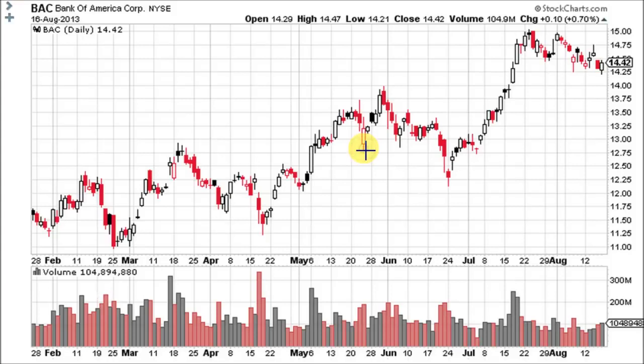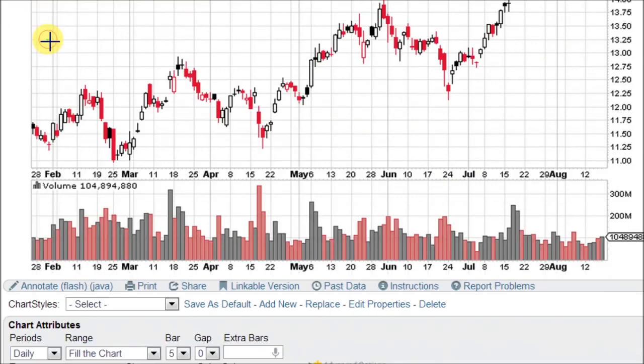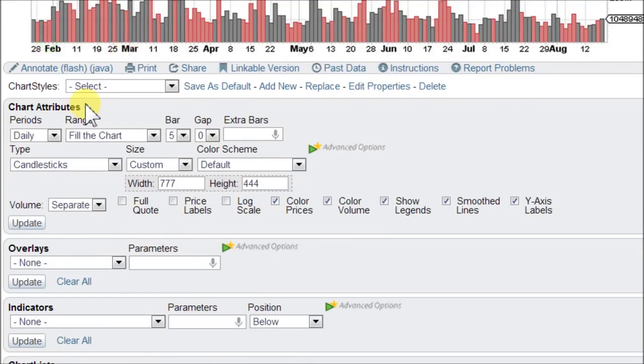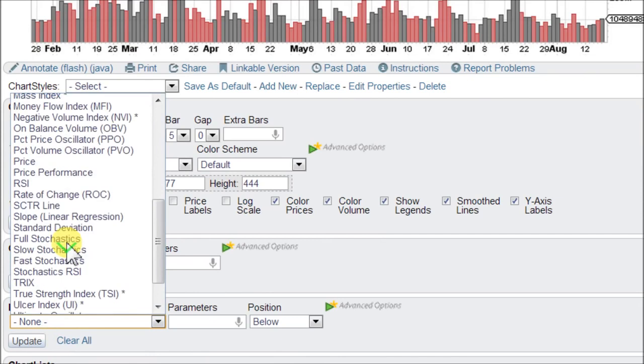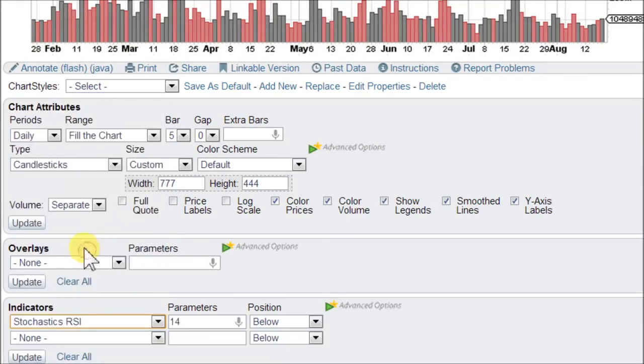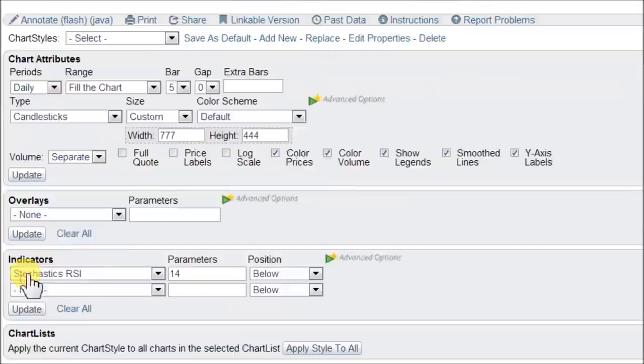So let's go ahead and load it up here on this chart for Bank of America, BAC, here at stockcharts.com. If you scroll down to the chart attributes area at the bottom, click in the indicators box and then scroll down to Stochastics RSI. The standard setting is 14. It's going to give you a lot of signals, so if you would like to smooth it out, make this parameter larger and the lines won't be so jagged. You really don't want to set this one much quicker than 14. So let's go ahead and click Update.